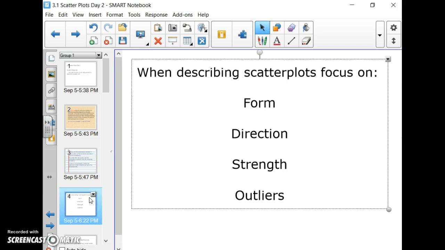Now, when we describe scatterplots, these are the four things I want you to focus on. Three of them were part of the objective. This one was not there. But they're all going to be very important, so we're going to cover what all of them mean.